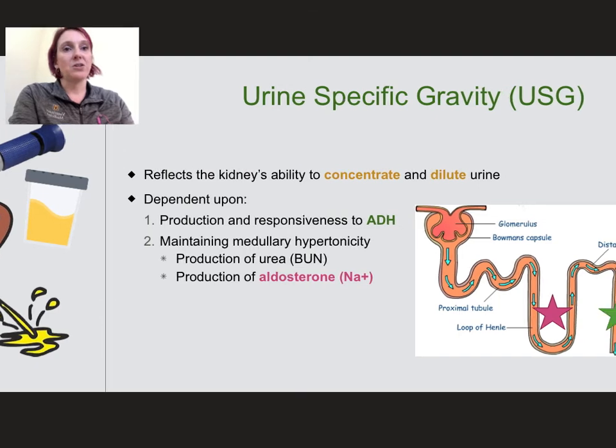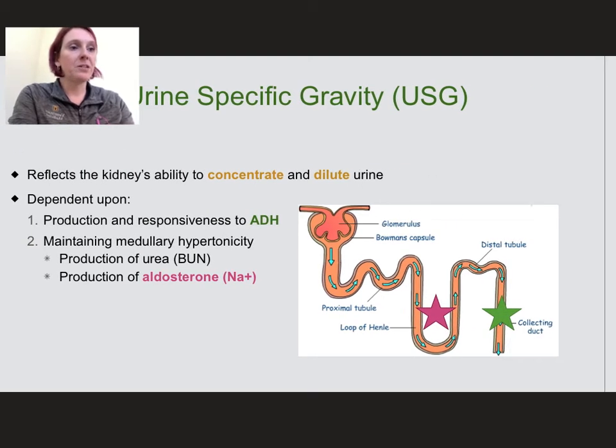So what is urine-specific gravity? Urine-specific gravity is a reflection of the kidney's ability to concentrate and dilute urine. So we know that the kidney resorbs water, and in general, we operate in a mild state of dehydration, meaning that the kidney is normally resorbing water. It's part of its normal function.